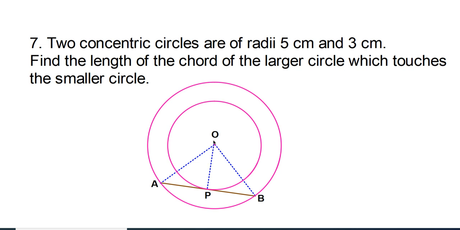You know OP is perpendicular to AB. Radius is perpendicular to tangent. So from right triangle OPA you can find out the length of AP. And one more condition, since perpendicular from the center bisects the chord AB, the length of AB is equal to 2 into length of AP because AP and PB are equal. So you can first find out the length AP, then find out the length AB. This question, do it yourself.